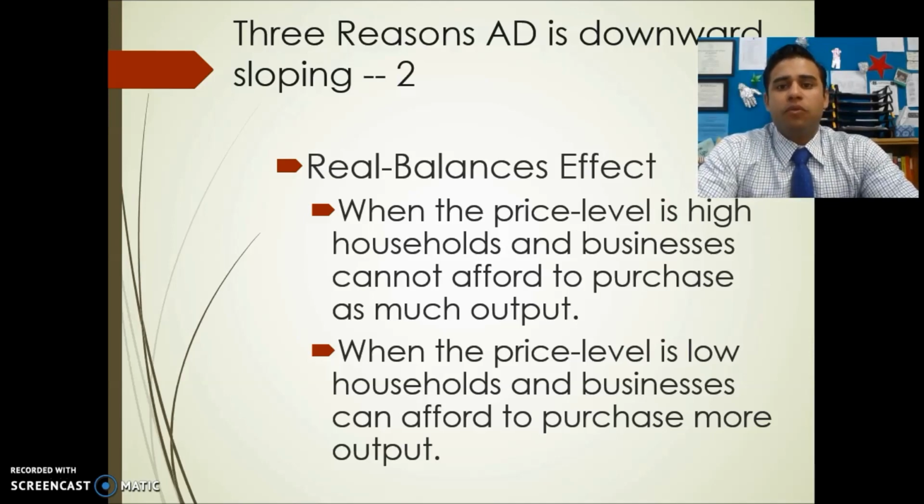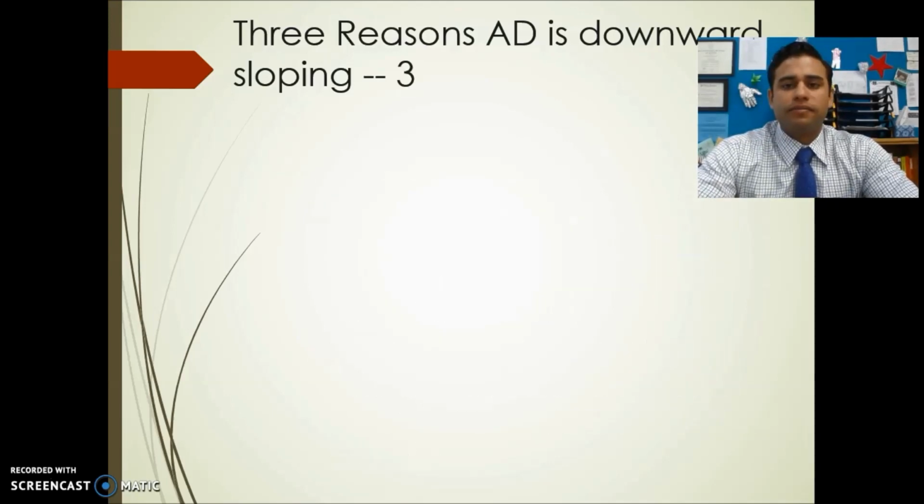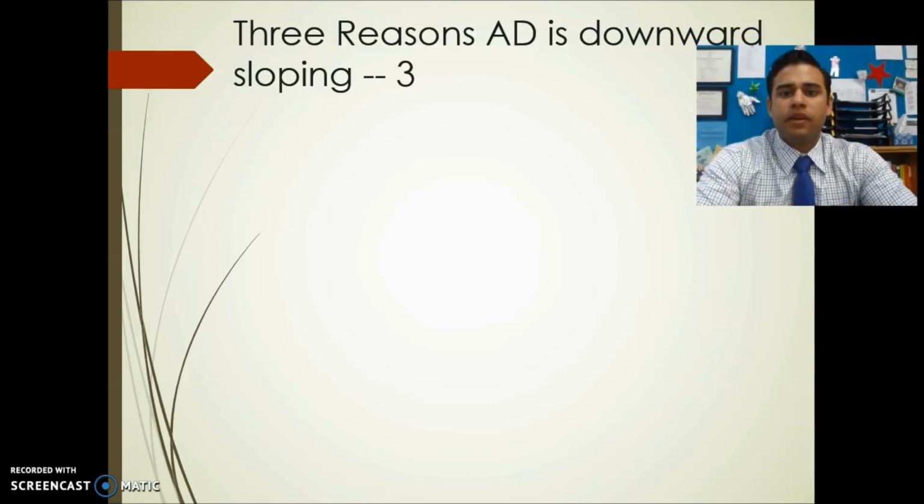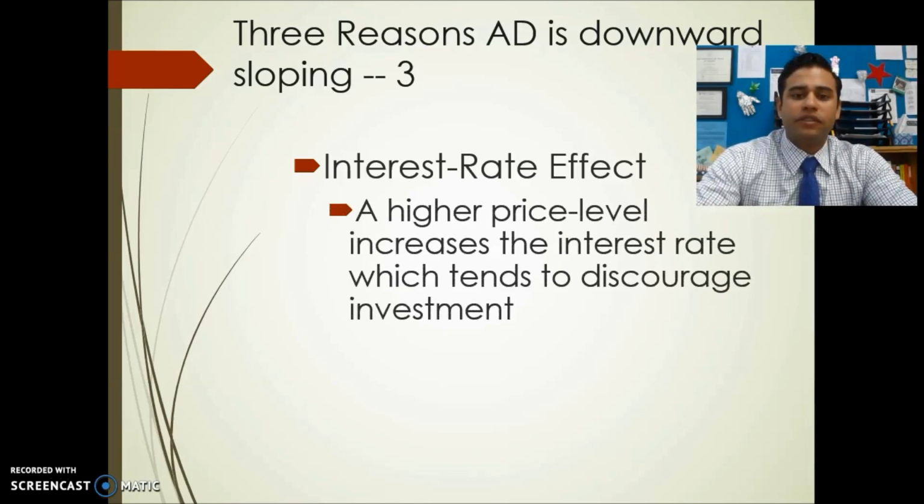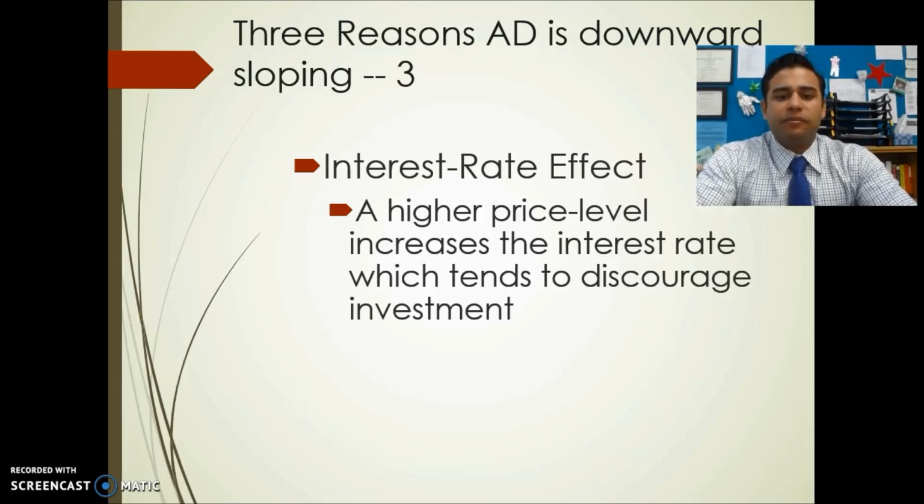So reason number one, the primary reason, the main thing that's going to help us understand why aggregate demand slopes downward, is the aggregate spending constraint, or real balances effect. Okay? Let's look at two more reasons. Reason number two is the real interest effect. Okay? And this has to do with real interest rates. The higher the price level, the more the interest rate rises as well, and that tends to discourage investment.